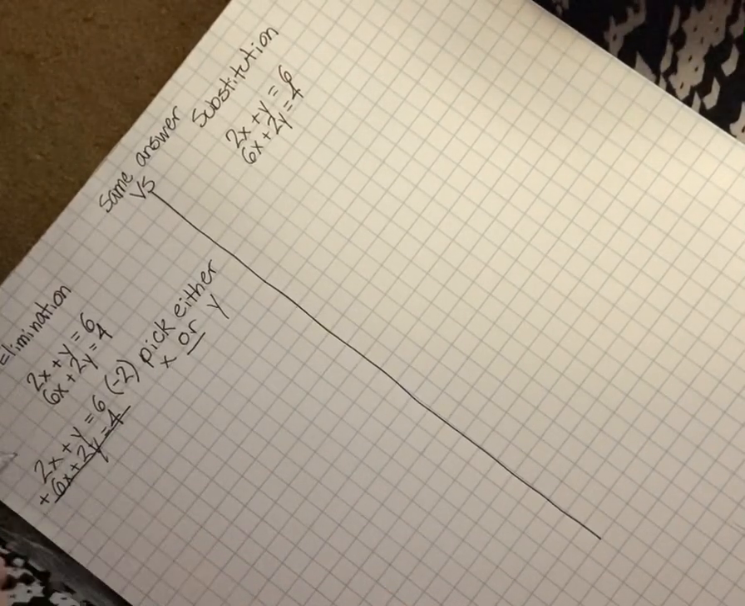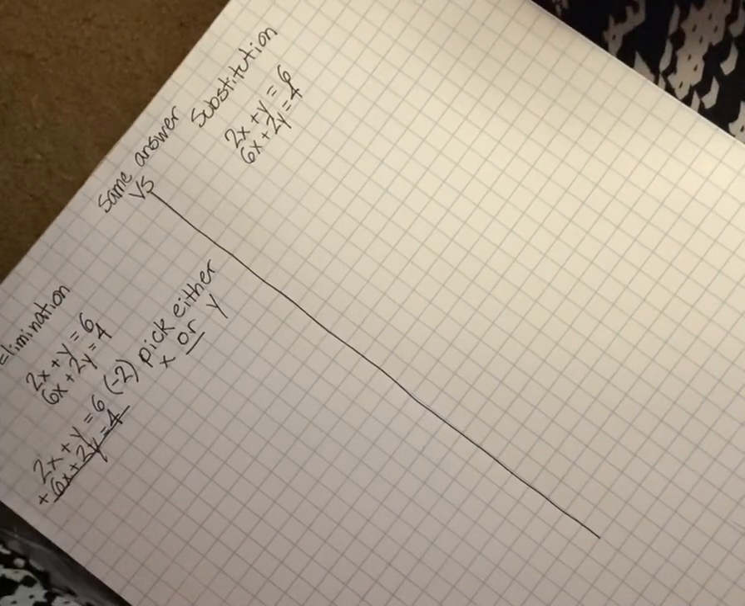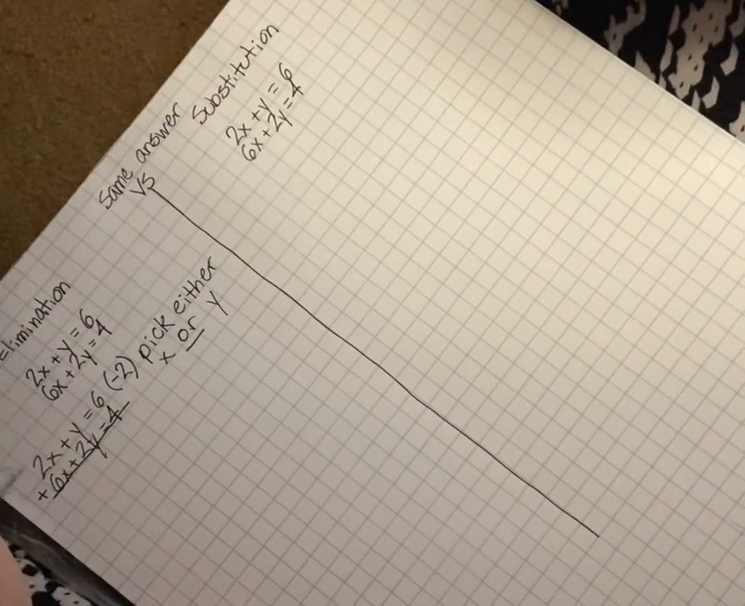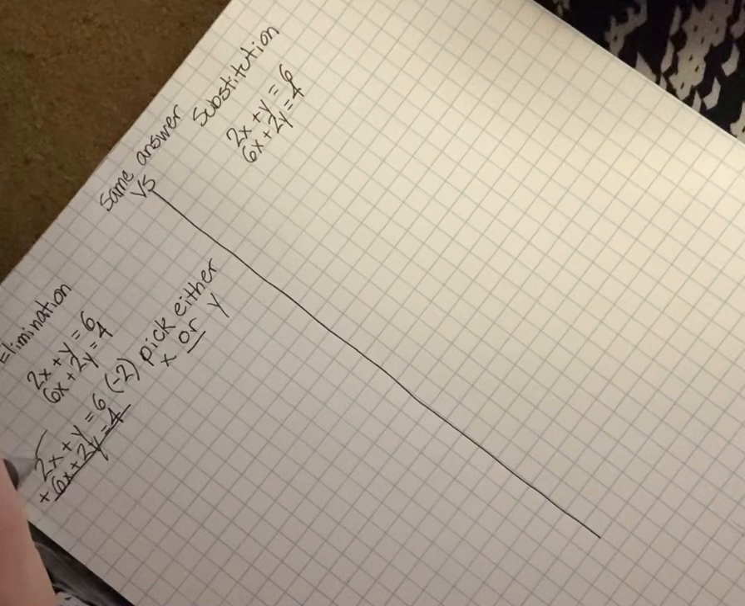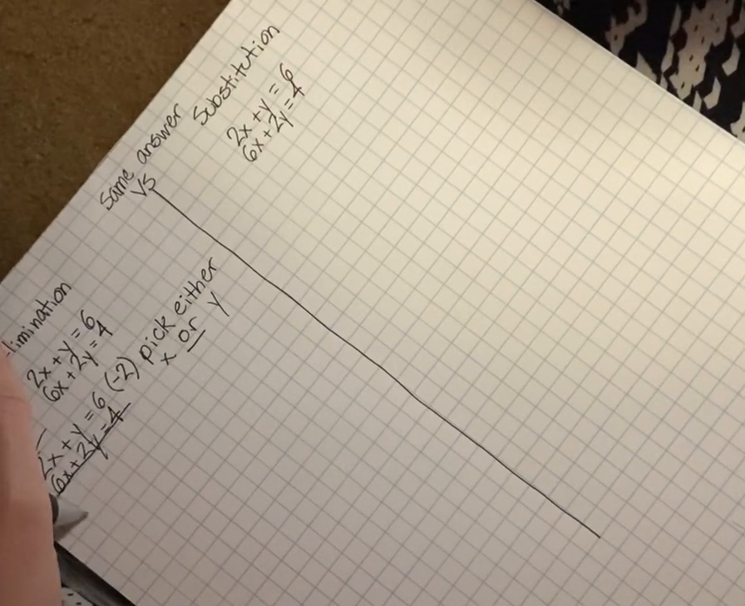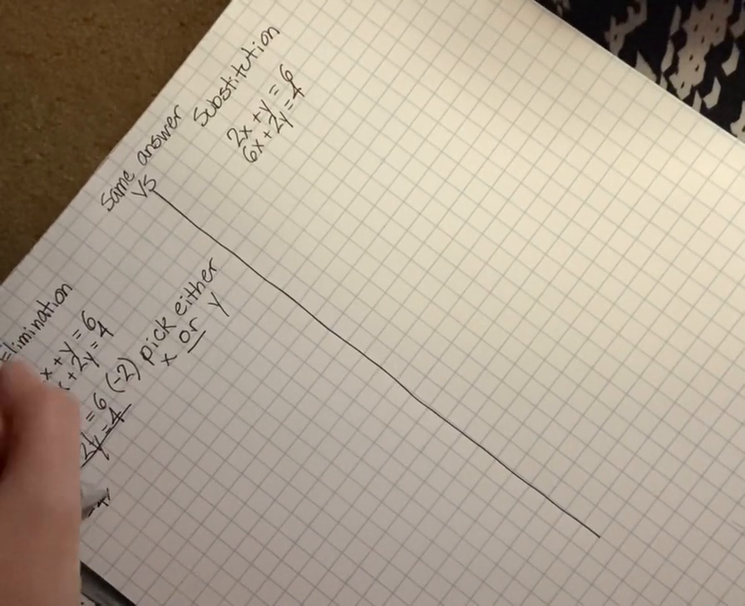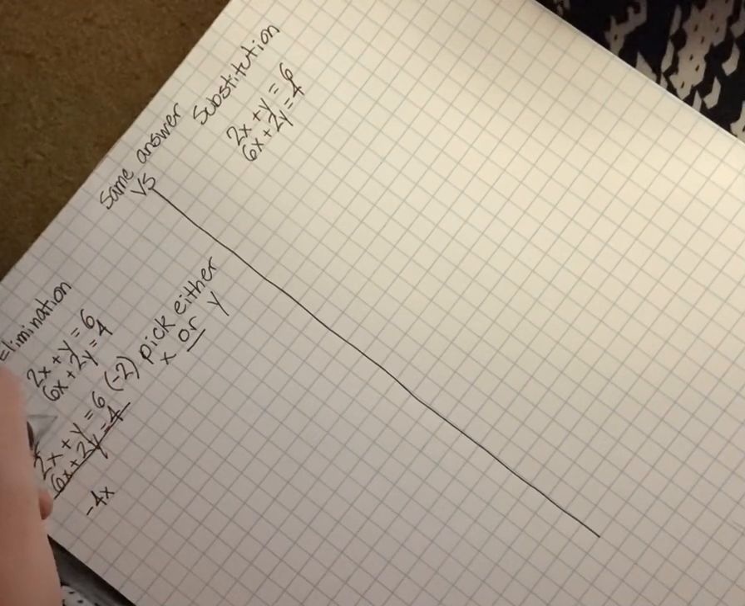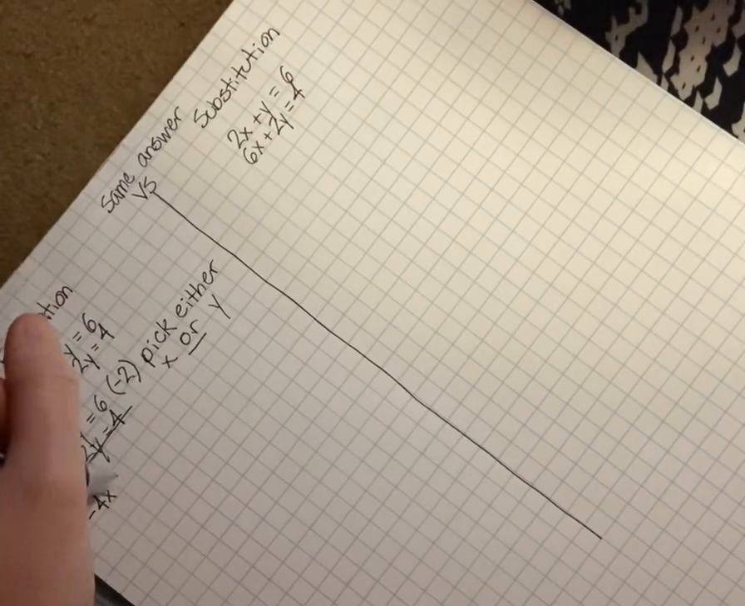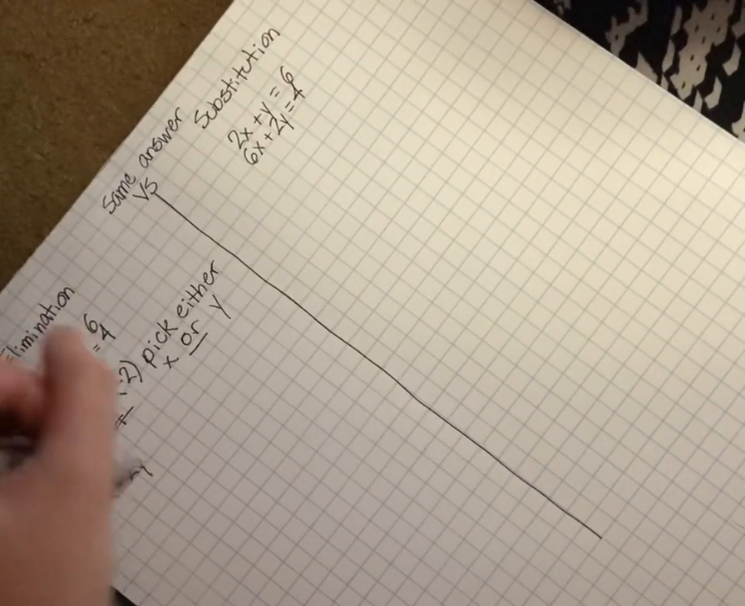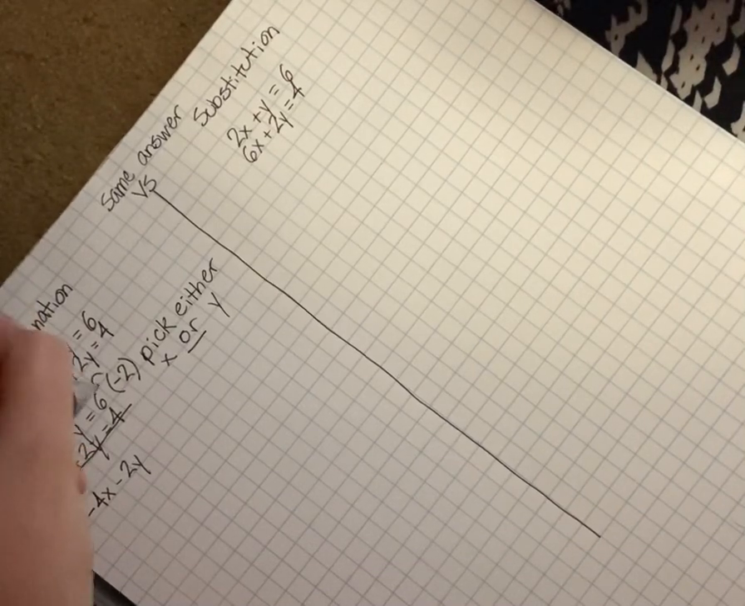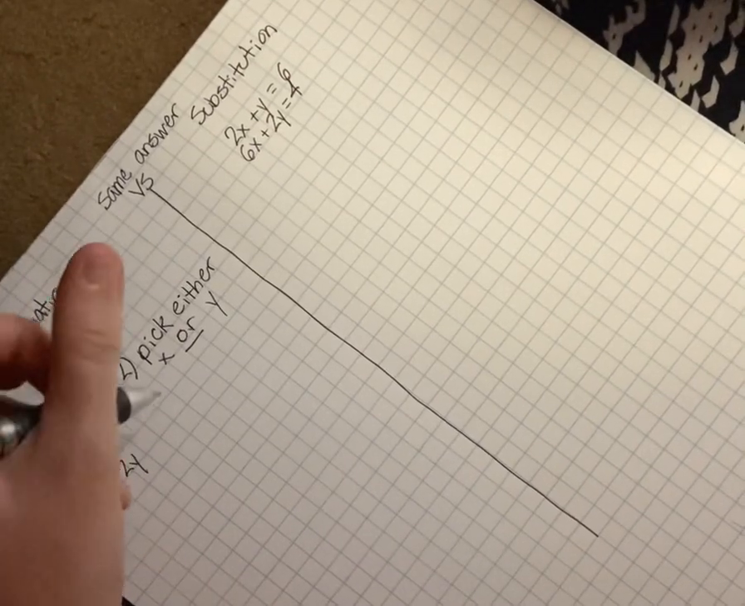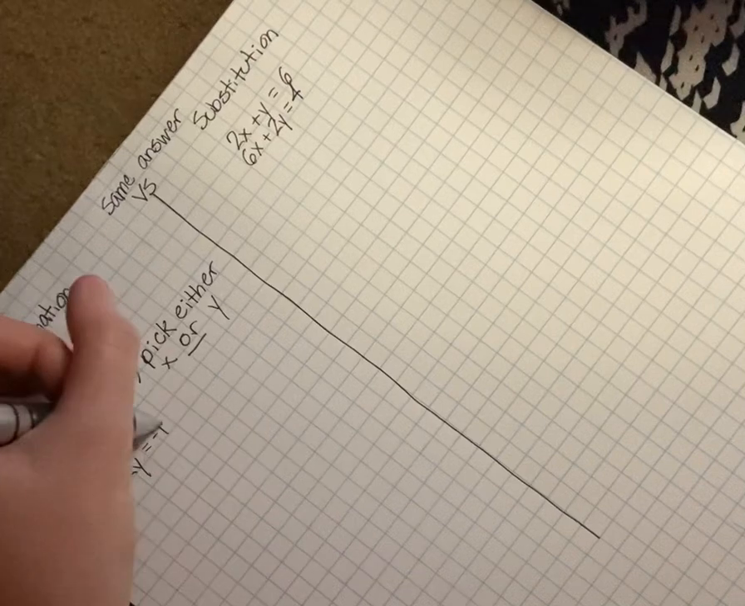How? You'll see. I'm going to distribute that negative 2 and multiply it to every term. So I've got negative 2 times 2x, so that gives us a negative 4x. Then we've got negative 2 times a positive y, which gives us negative 2y. And then we've got negative 2 times positive 6. That gives us a negative 12.